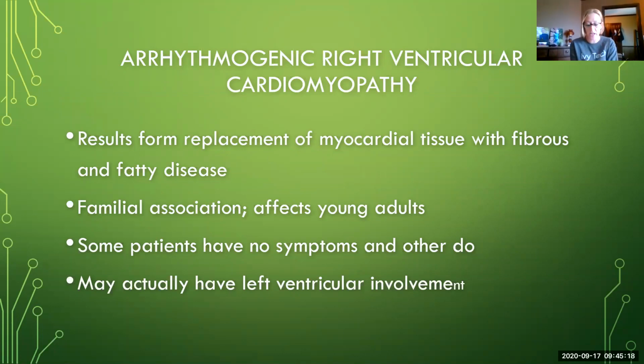And then there's arrhythmogenic right ventricular cardiomyopathy. That results from the replacement of myocardial tissue with fibrous and fatty disease. It's often familial associated and affects young adults more often. Some have no symptoms and others do, and they can have left ventricular involvement as well. Even though it's right ventricular cardiomyopathy, they can potentially have that left ventricular involvement as well.